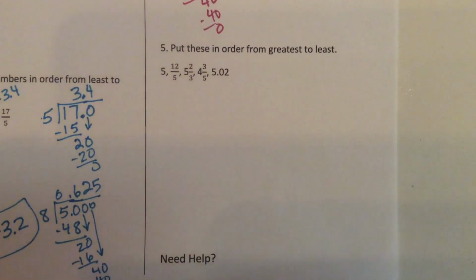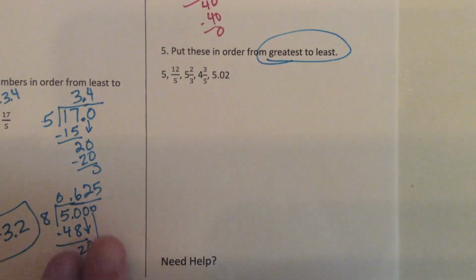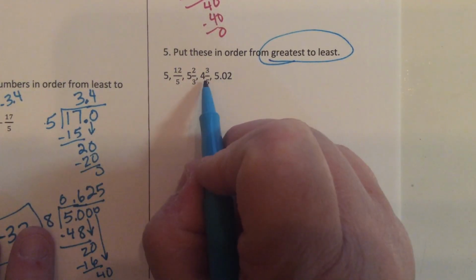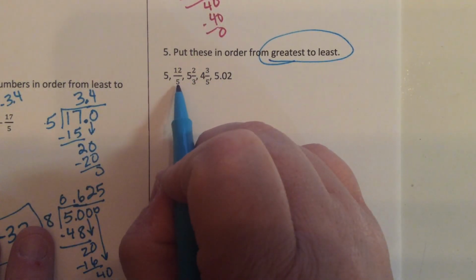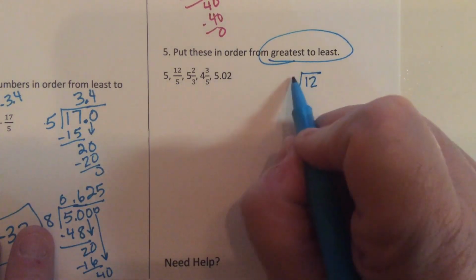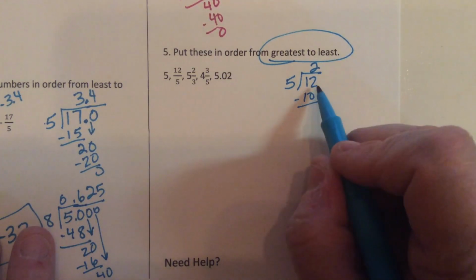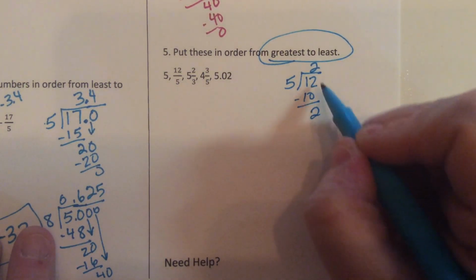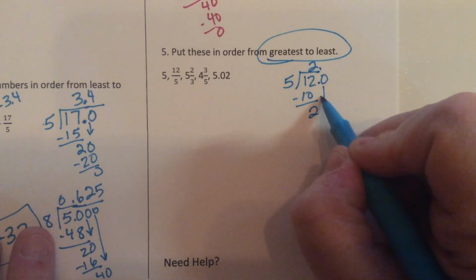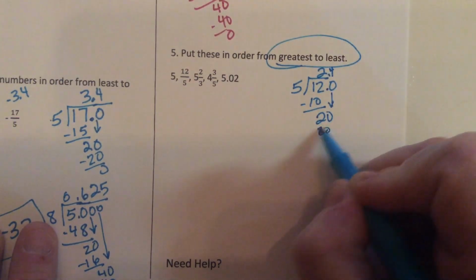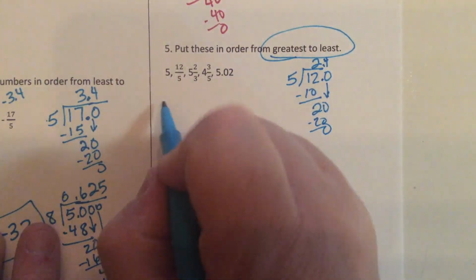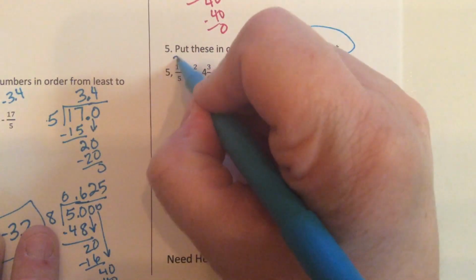All right, last one for us. Okay, we're going to put these in order from greatest to least. Man, so often we read that and we circle it and we still don't go back and check that we did the right order, okay? So I have a 5, I have a 4, a 5, and I don't know. Let's see. 12 divided by 5. 5 times 2 is 10. And I have 2 remaining. So I'm going to add a decimal and a 0. 5 times 4 is 20. Okay, so this is 2.4. So I have this one right there is 2.4.